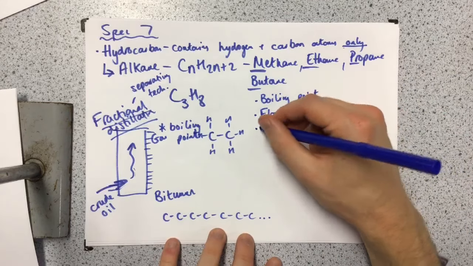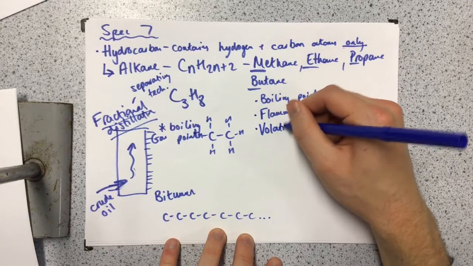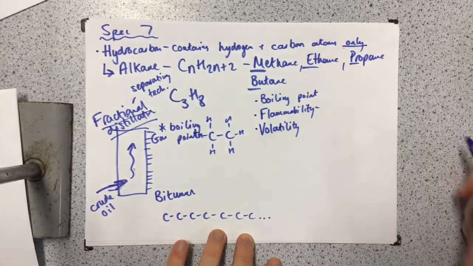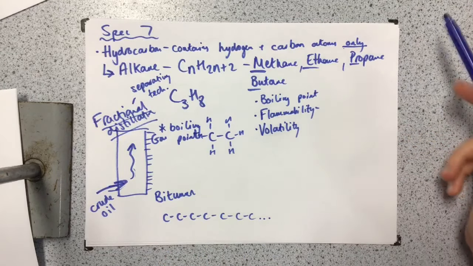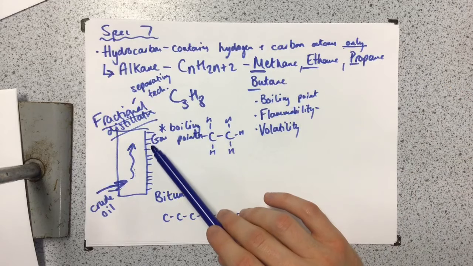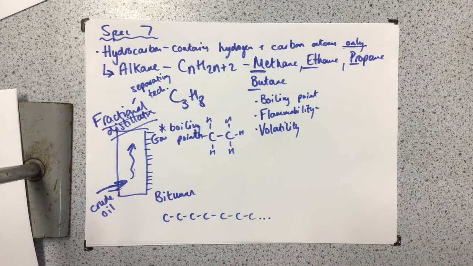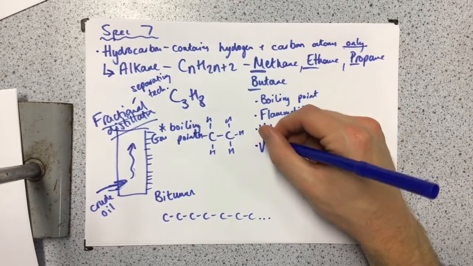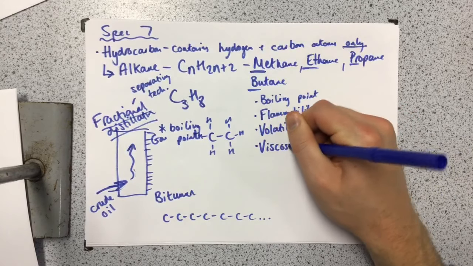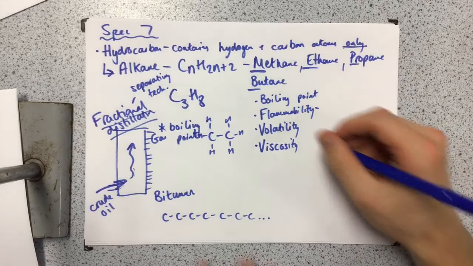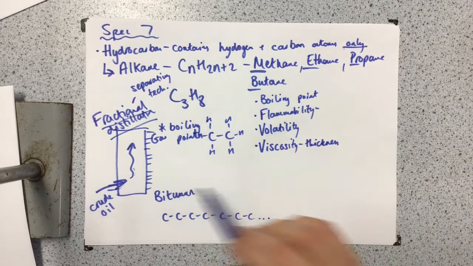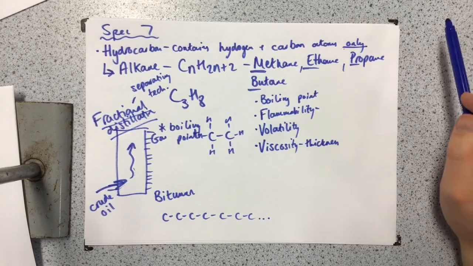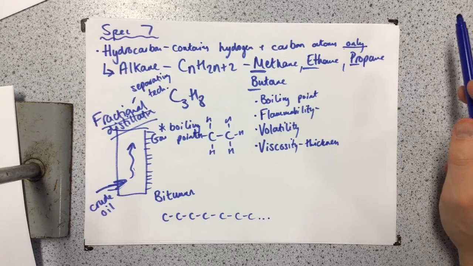Another one is volatility. Volatility is how easy it is for the fraction to turn into a gas. So again, as you go down, it gets harder for them to turn into a gas. You've got viscosity, which is to do with thickness. So the lower down you go on your fractionating column, the thicker the substance will be.